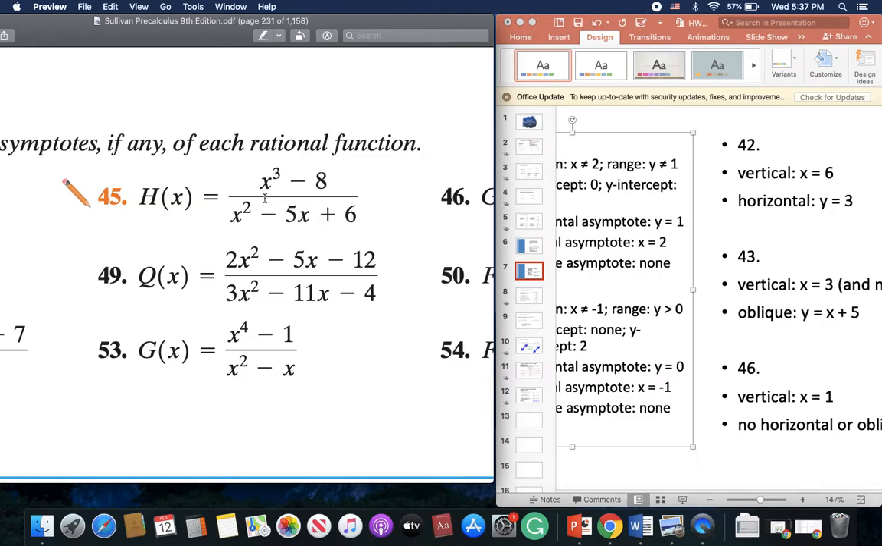And to get the oblique asymptote, we have to divide by the long division method. If you divide by long division, after the division you will see x plus 5 will be the answer. We have done the long division in many other places, so we are not doing it now. So the oblique asymptote will be y equal to x plus 5.